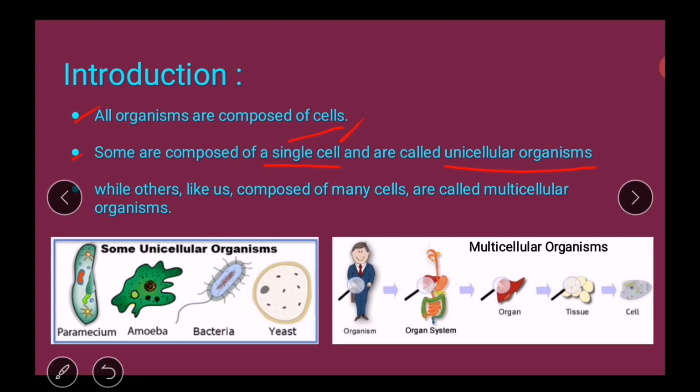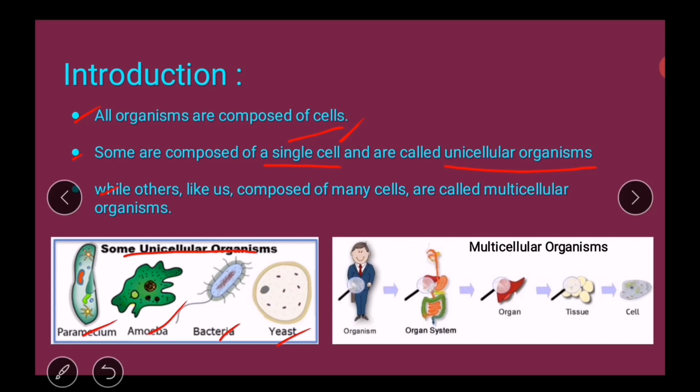or single-celled organisms. Now let's come to this diagram. Here are examples of some unicellular organisms. Examples are paramecium, amoeba, bacteria and yeast. These are the examples of some unicellular organisms.